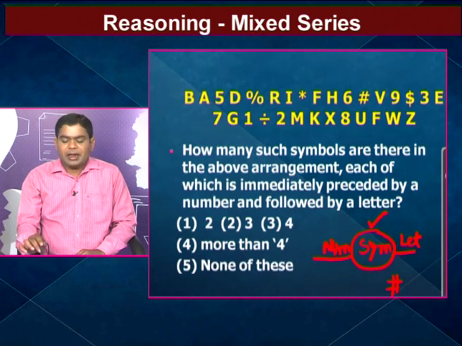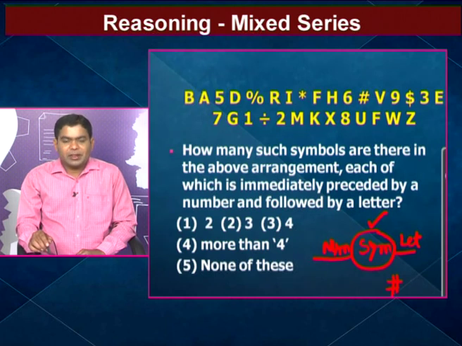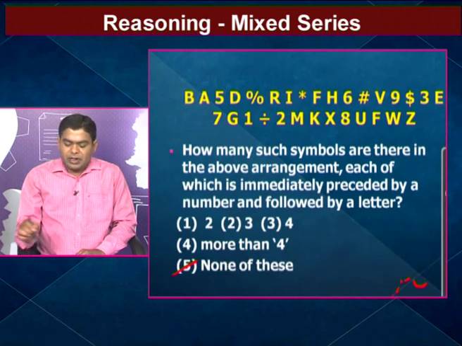After that we go to the next symbol, that one is division. Here it is preceded by a number but not followed by a letter, that means division does not satisfy the given condition. After that we go to the next symbol, but there are no more symbols, so finally only ash satisfies the given condition. So the first option is 2, second option is 3, third option is 4, fourth option is more than 4, fifth option is none of these. Here there is no option 1, so only one symbol satisfies the given condition, that means the option is none of these. We go to the next question.